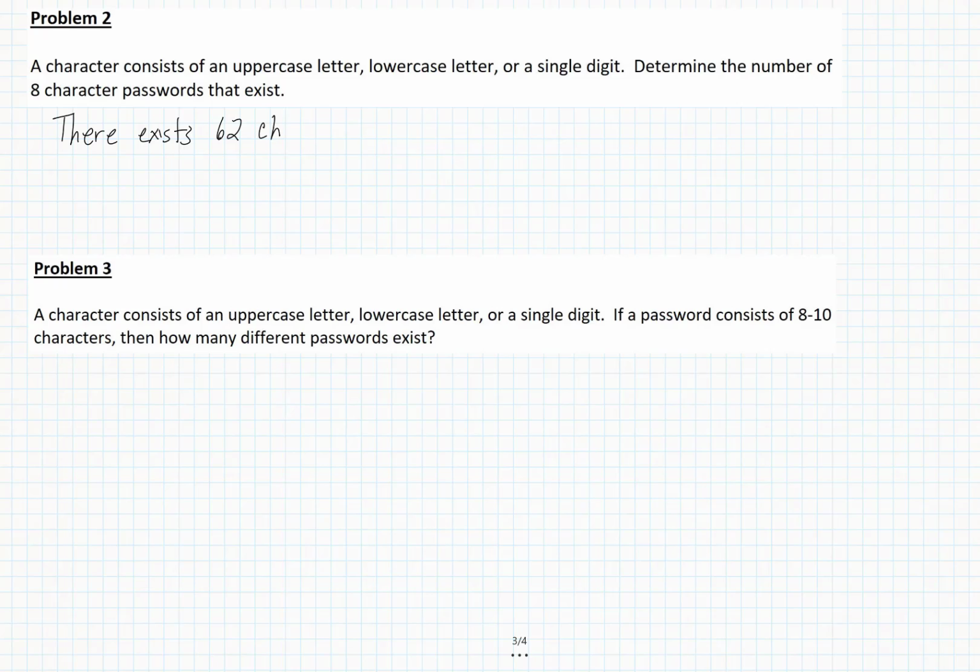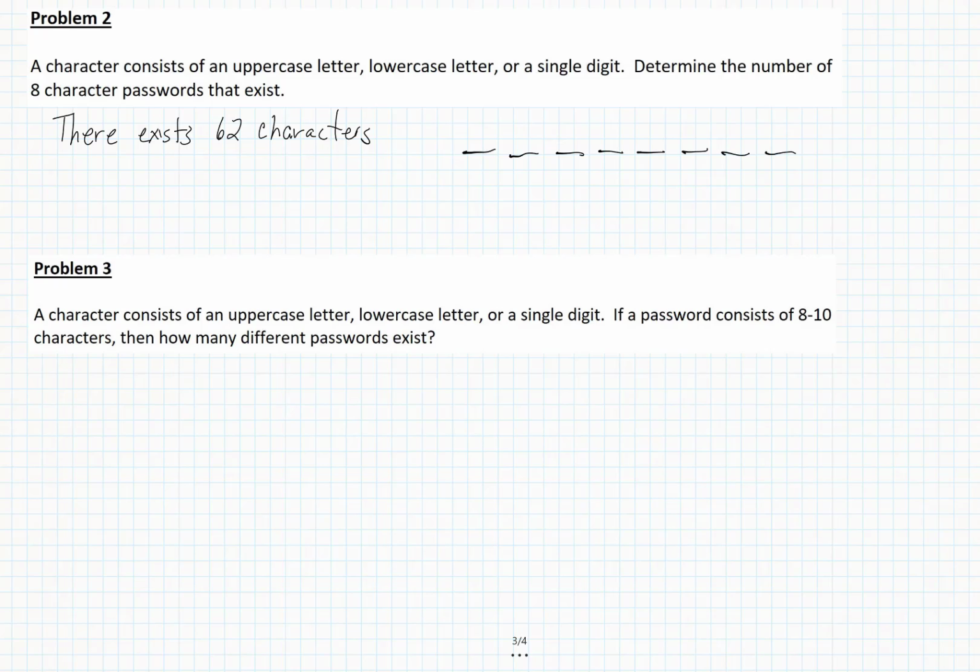And we can use the addition principle to come up with our 62 different characters. So now we want to determine the number of 8-character passwords. And the way we can do this is actually list out the possibilities in terms of the different characters. So we'll fill in the blanks.